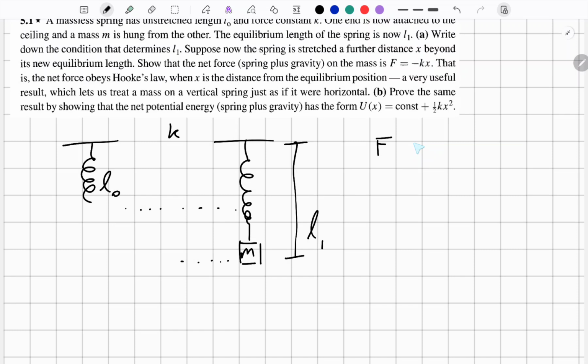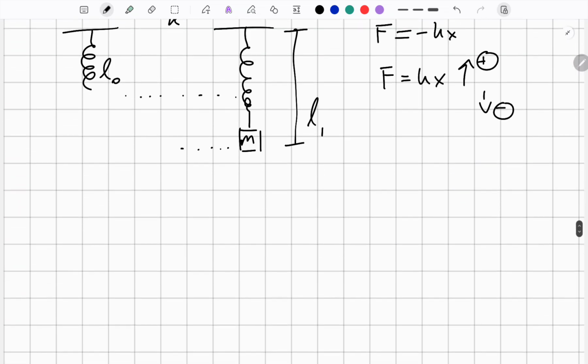So we know that the force of the spring is negative kx, showing that the force opposes motion. If we take upwards to be the positive direction, we're going to say our force is kx going up, and we're taking downwards to be negative. So we know from this statement that our change here, this is our x, and x equals this bigger length minus the smaller length, L1 minus L naught.